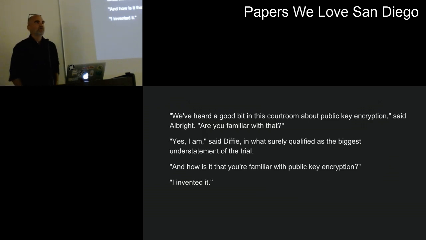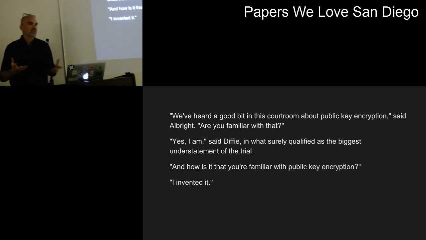I wanted to start out by noting that Whitfield Diffie and Martin Hellman are generally given credit for inventing public key cryptography. This paper came out in 1974, and the RSA paper was a couple of years later. And so they at the time had precedence.